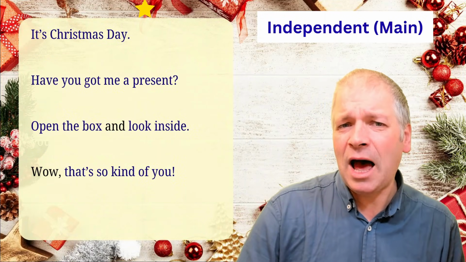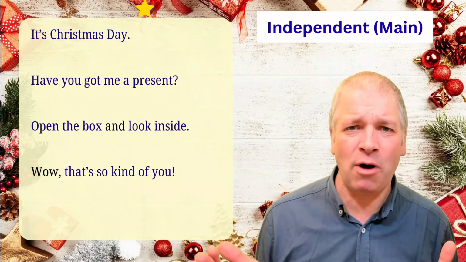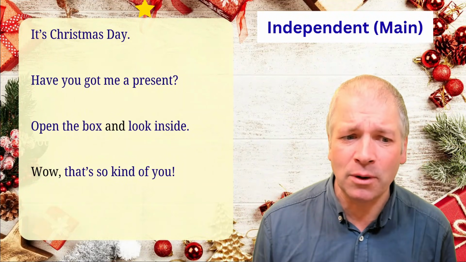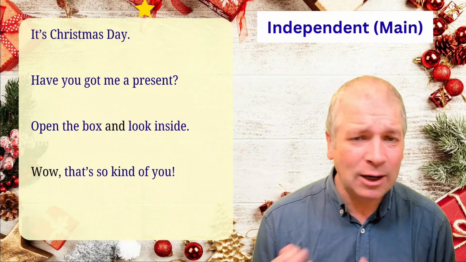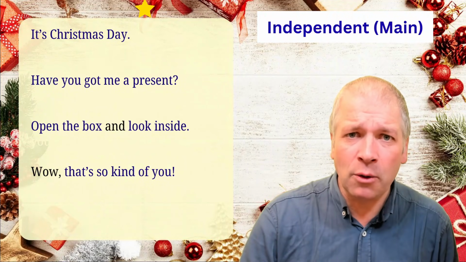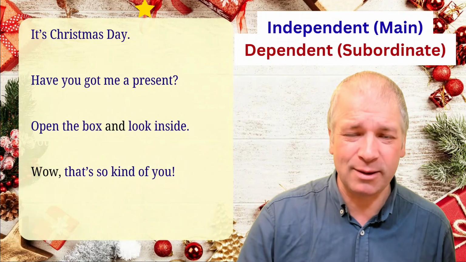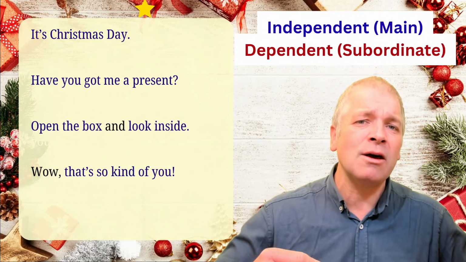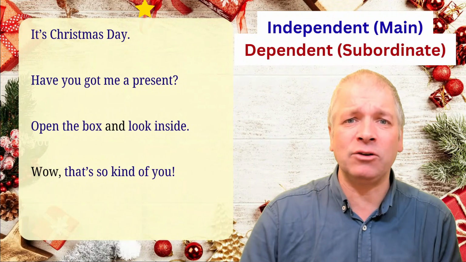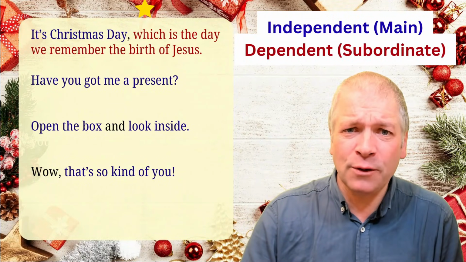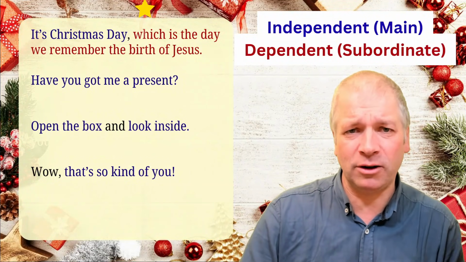In English, we can have main or independent clauses, which are clauses which can stand on their own. They could be sentences of their own. All of the statements or questions you can see on the left can all be independent. They can all be on their own. But we could also have dependent clauses, sometimes called subordinate clauses. These are clauses that only exist correctly or with the right meaning when they are connected to another independent or main clause.